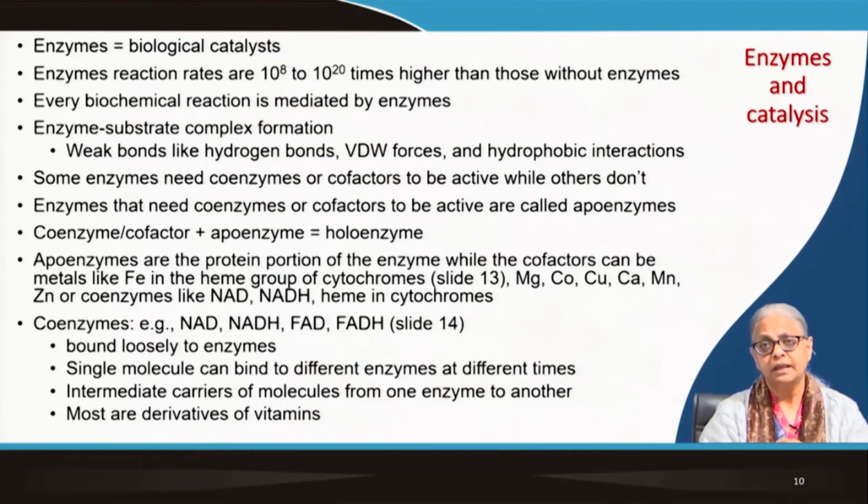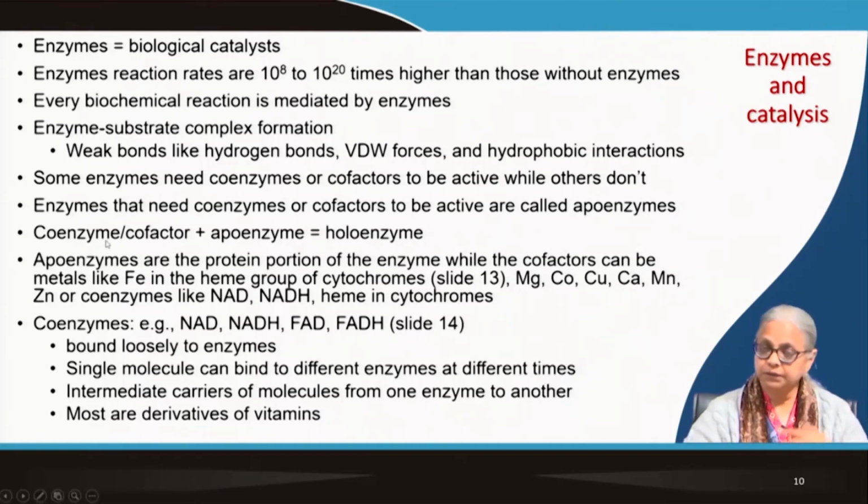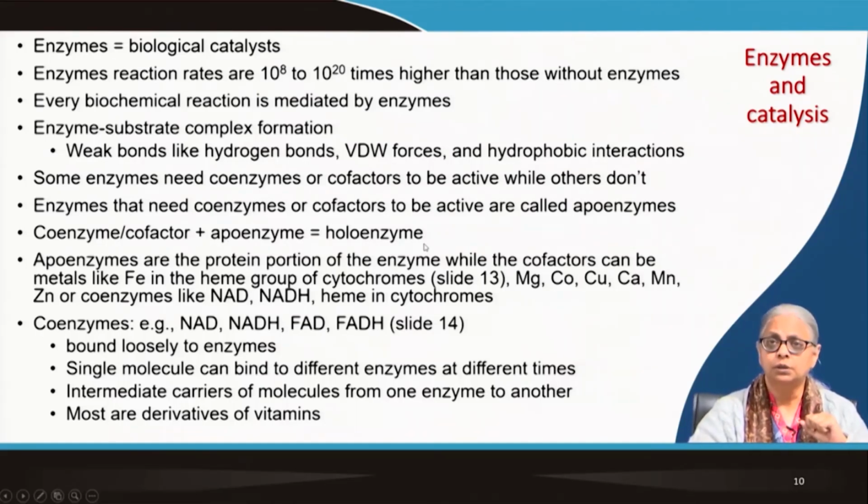So some of these enzymes can work on their own, while others need coenzymes or cofactors to be active. So there are different types of enzymes. Now, if there is an enzyme that needs a coenzyme or a cofactor, then that part is obviously called the coenzyme or cofactor, and there is another part that is called the apoenzyme, and the two together are then called the holoenzyme. Holo meaning whole and apo meaning part of the enzyme.